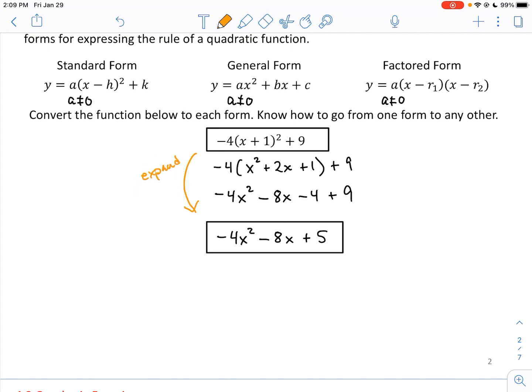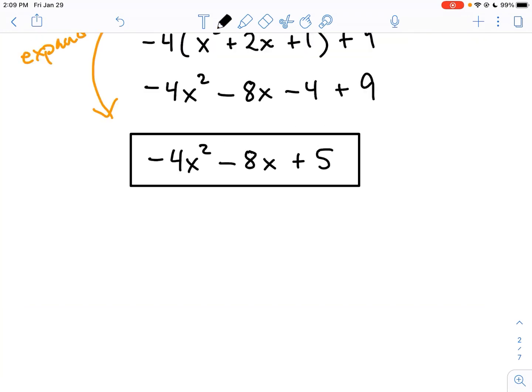To go backwards will be a little bit trickier. Well, I'll show you those steps in a moment. But let's keep moving forward to factored form. Well, first of all, look to all 3 terms.